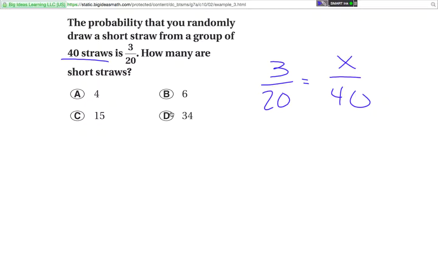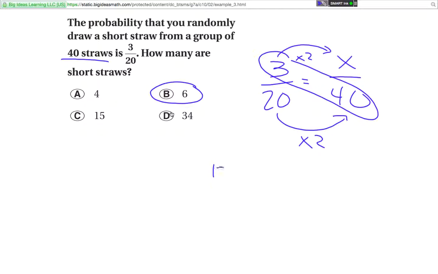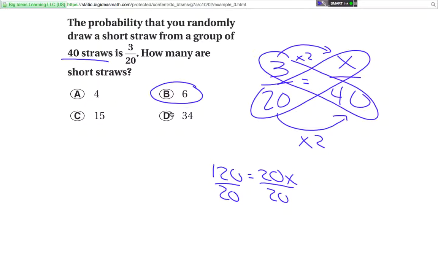We've done a lot of ratios, same fractions. If you go from 20 straws to 40, that's doubling your straws. So you'd also double your number of favorable outcomes if you maintain the same ratio. 3 times 2 is 6. Could you have cross multiplied? Yes. 3 times 40 is 120. 20 times x is 20x. Divide both sides by 20, so x equals 6. You get the same answer either way.